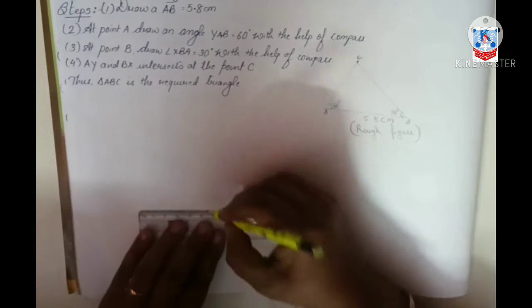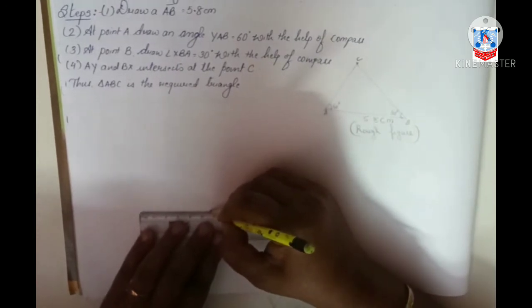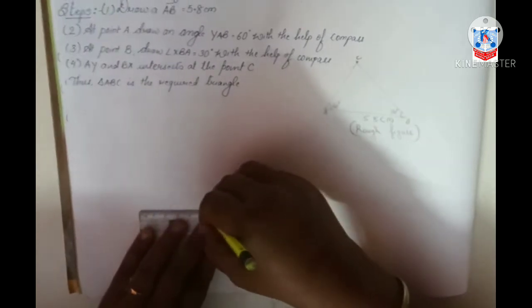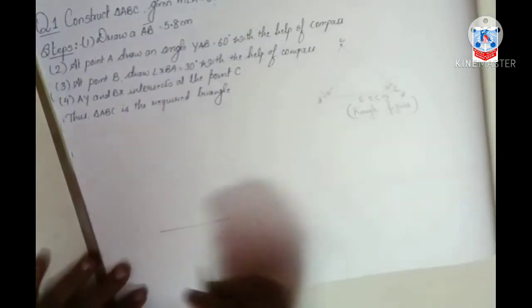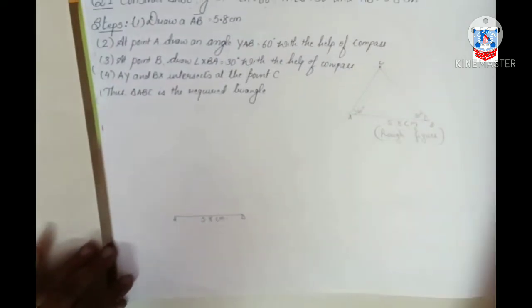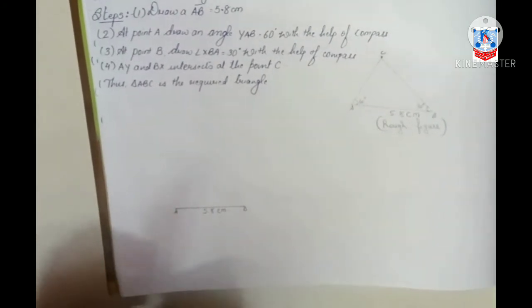5.5, 6, 7, 8. This way you will draw. A, B and 5.8 centimeter. Here I will show how to draw 60 degree and 30 degree with the help of compass. Now first measure angle A is equal to 60 degrees.